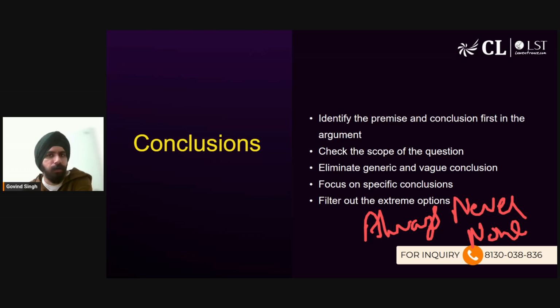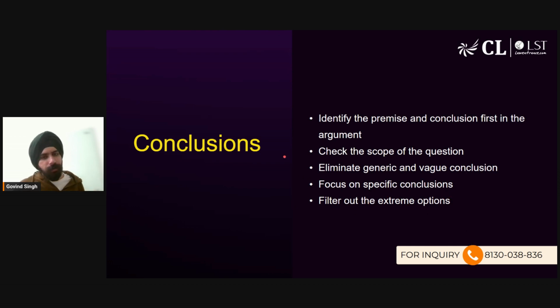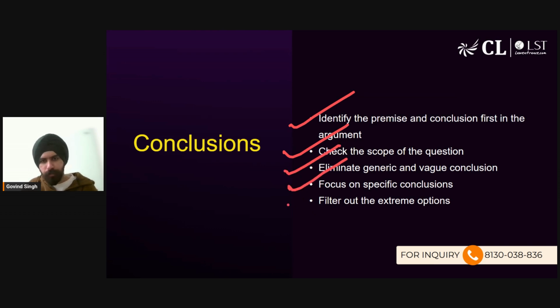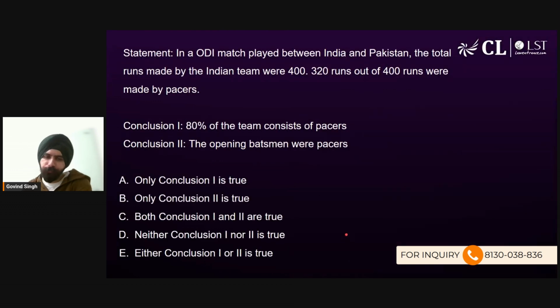You don't know what his prior knowledge is, what his prior experience is. So, you cannot usually go with the extreme options. In 99% of the cases, they are wrong options. So, these are few steps to keep in mind while identifying conclusions. Firstly, identifying the premise and conclusion, checking the scope of the question, eliminating the generic and vague ones, focusing on specific ones, and filtering out the extreme ones. This is a simple process, right?